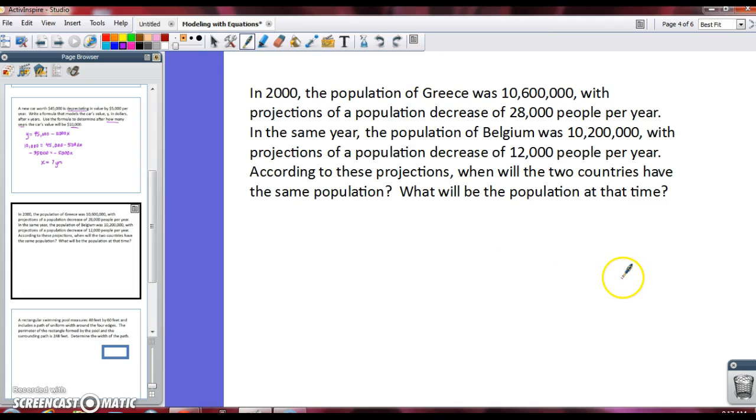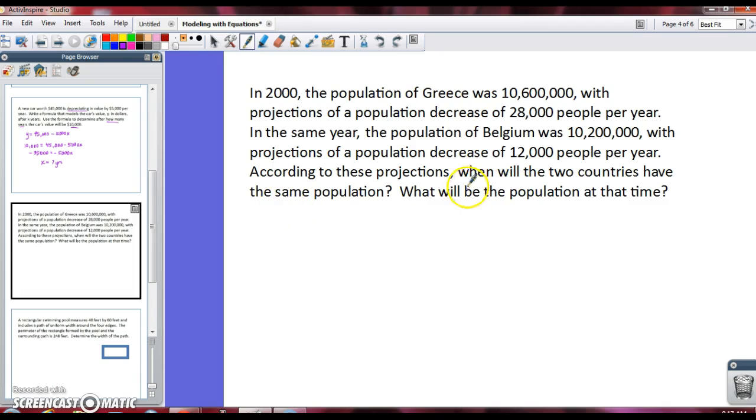Let's talk about a population problem. Okay, so they're telling us in the year 2000, the population of Greece was 10.6 million, expected to decrease 28,000 per year. In that same year, so in the year 2000, the population of Belgium started out at 10.2 million, and it's expected to decrease at 12,000 per year. So it's asking you, when will the two countries have the same population?